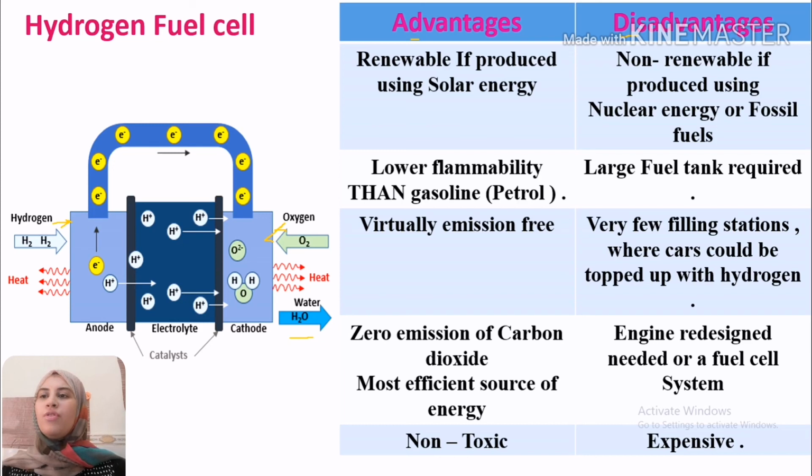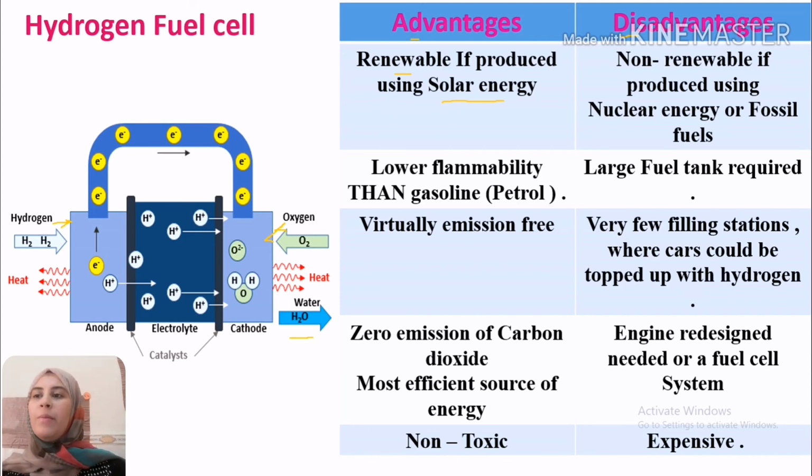Advantages of the hydrogen fuel cell. At first, the hydrogen fuel cell is a renewable resource of energy if we use solar energy for making electrolysis. We need hydrogen and oxygen. How can we get hydrogen and oxygen directly? We need to make electrolysis for water. So we need a source of energy at first. If we use solar as the source of energy, we have a renewable resource of energy.